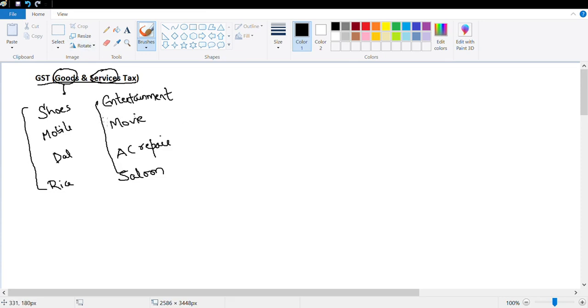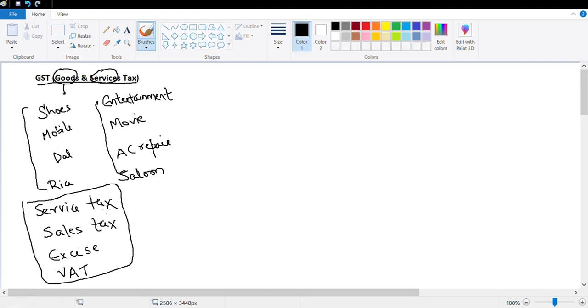Prior to 2 years back, the government had different kinds of taxes. For example, service tax was separate, it was charged at a separate rate. Sales tax was separate, excise was a separate tax, VAT was a separate tax, and there were a couple of more other taxes. Now, 2 years back, the government decided that we will do away with everything and we'll have a new tax which is GST. So this tax is for all the products which are there and services.